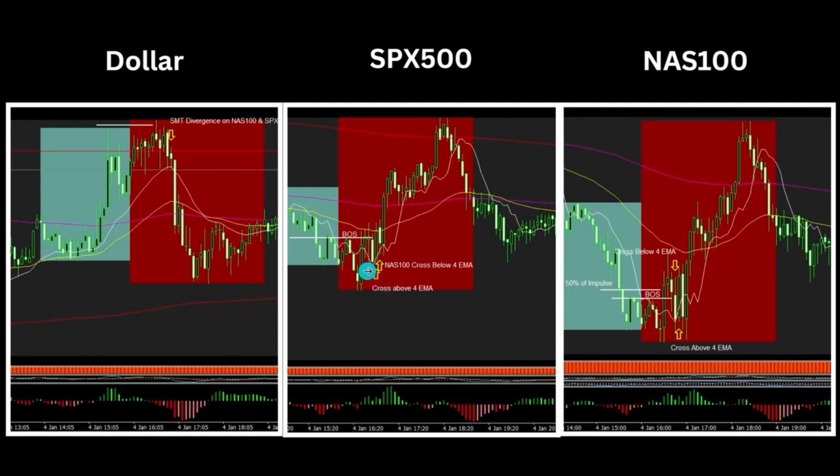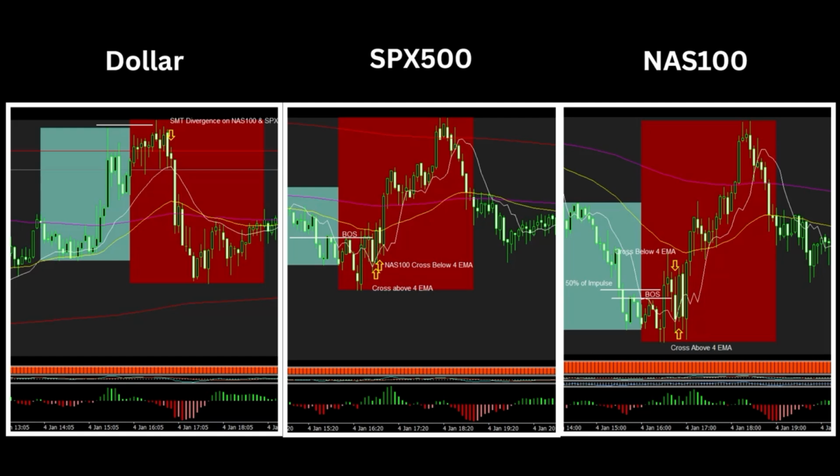And this is the point where the NASDAQ comes down below the 4 EMA, but it does not come down below the 4 EMA on the SPX 500. This is that candle here, closing below the 4 EMA. And this is that candle that does not close below the 4 EMA.